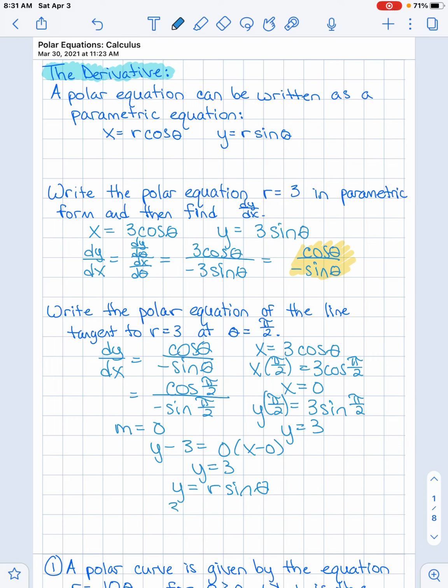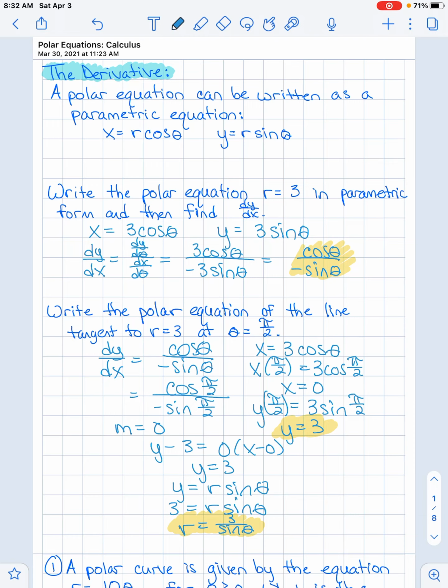Oops, y is 3. So I can solve this equation to find r. r is 3 over the sine of theta. That is the horizontal tangent line. This is the polar equation for the horizontal tangent line. Here's the rectangular equation for that horizontal tangent line.